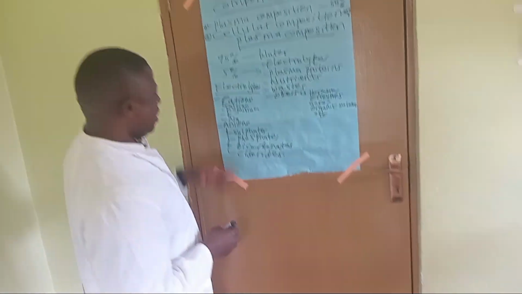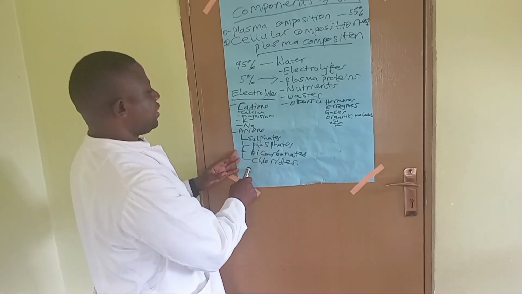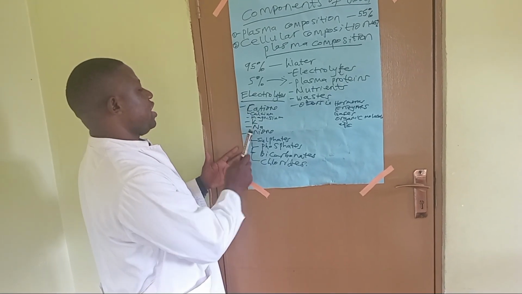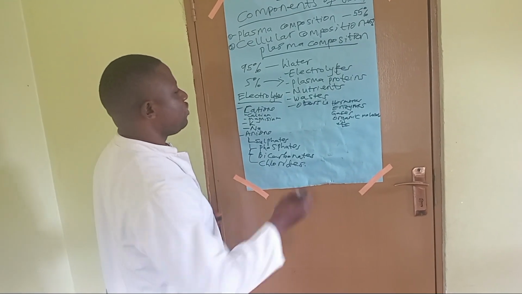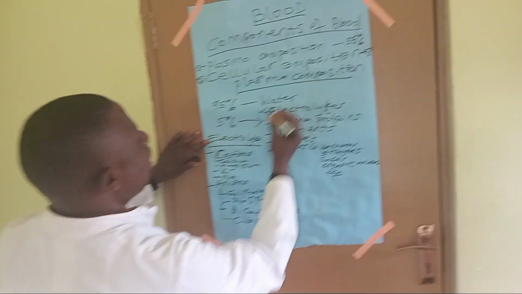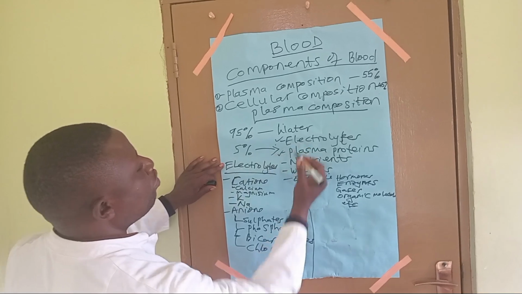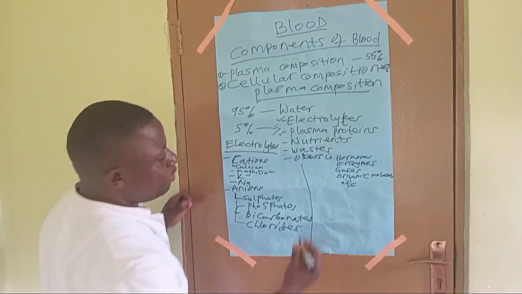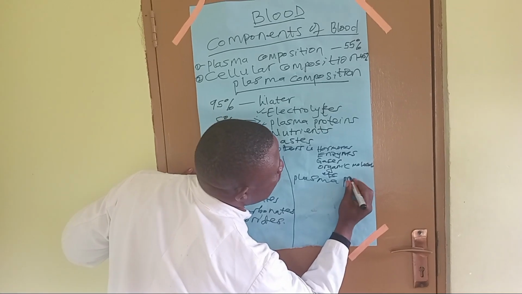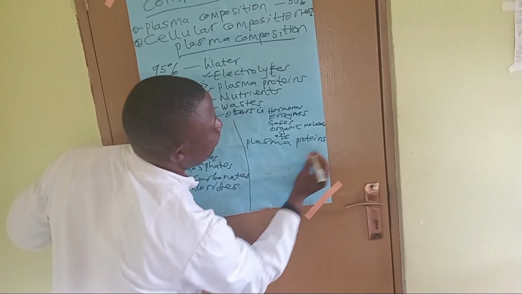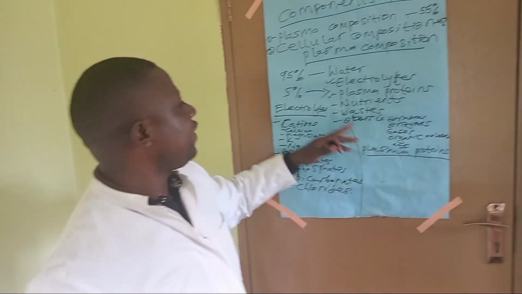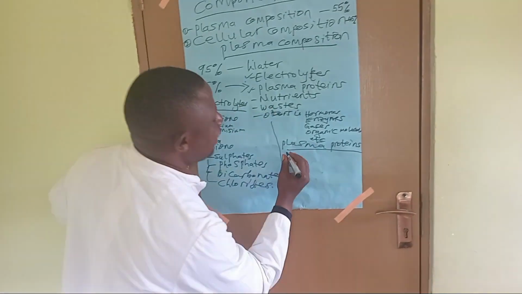Chlorides. Yeah, these are the electrolytes. We have the cations, the positively charged, and the anions, the negatively charged ones. Now, we are done with electrolytes. Now we have the plasma proteins. Under plasma proteins, we shall look at the albumin.